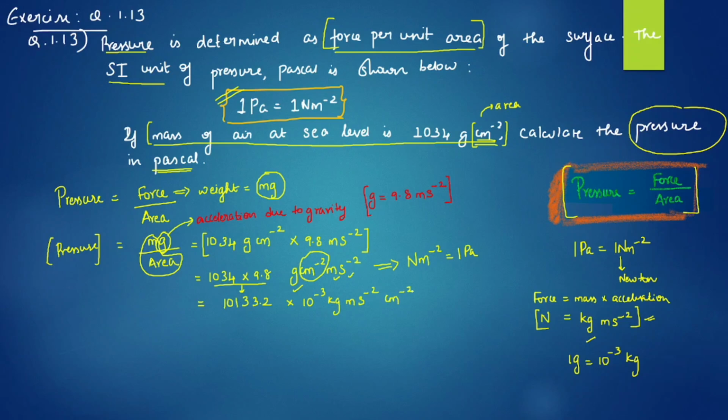There is a centimeter inverse square left out, let's write it also. So first of all, we shall write the magnitude 101332 into 10 power minus 3, and if you see kilogram meter s power minus 2, what is it? It's nothing but 1 Newton, which we have derived on the side, and there is a centimeter inverse square, we are writing it also. Then let us convert centimeter inverse square to meters inverse square, because 1 Pascal is Newton meter inverse square. So Newton centimeter inverse square can be written as Newton by centimeter square. So let's see what it turns out to be.